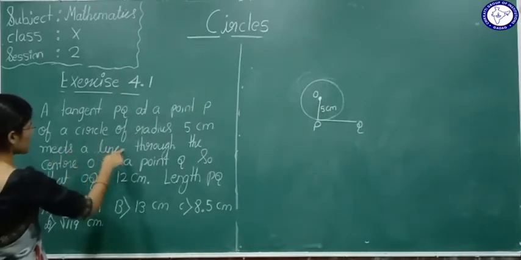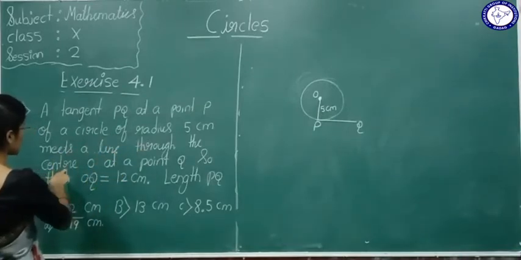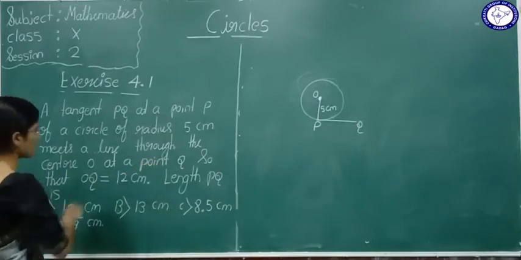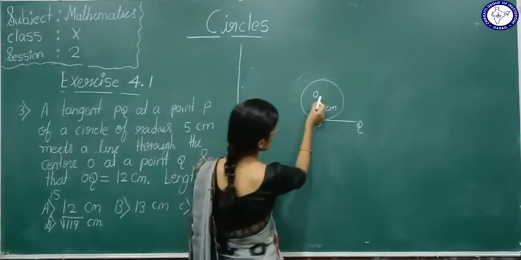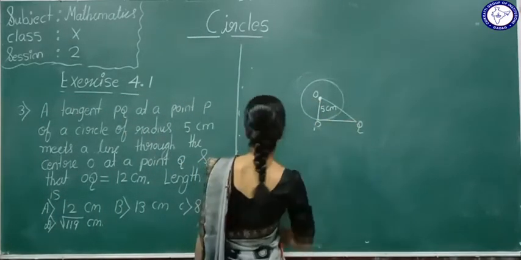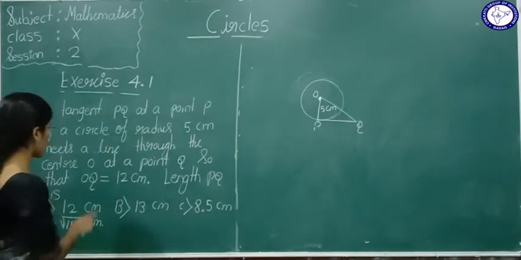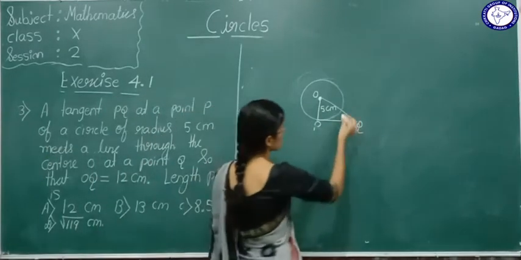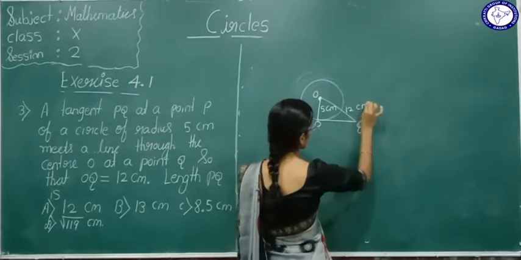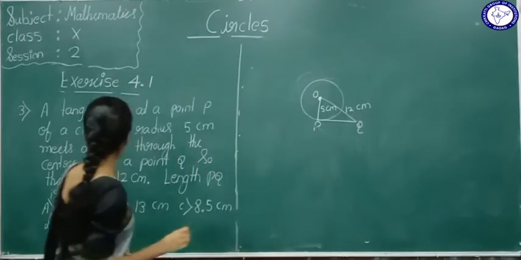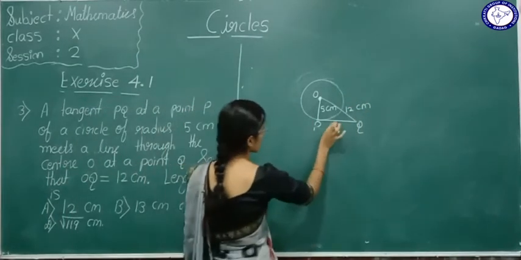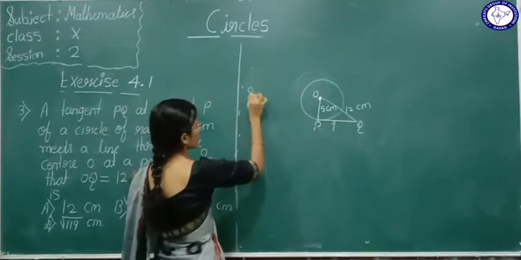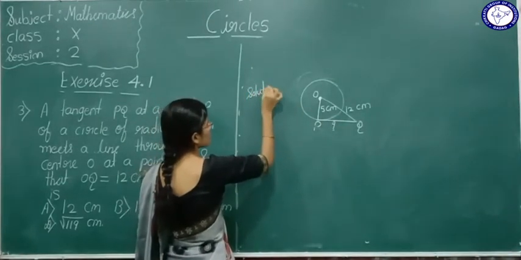It meets a line through the center O at a point Q. It is going to meet here. So that OQ is 12 centimeter. They have given the length OQ is 12 centimeter. They are told to find out PQ. This length we have to find out here. Now how to do this, students?